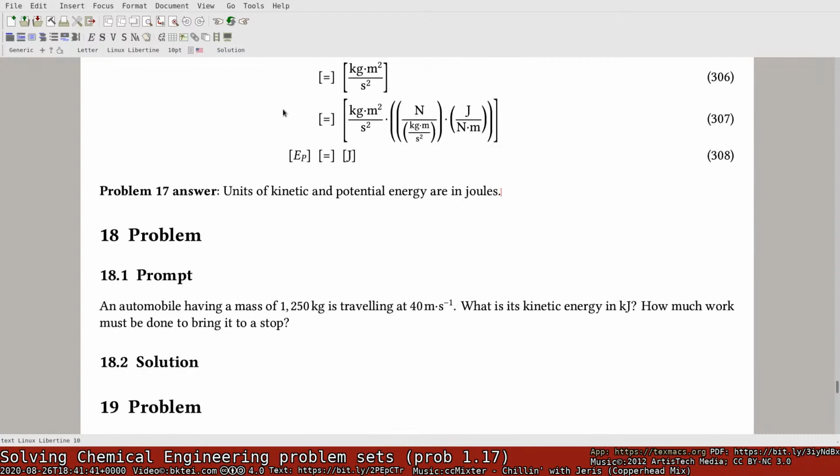Let's go ahead and save that. Export PDF. Save it. Stage both of those. Chapter 1, problem 17, add solution. Push the change. Okay, done.